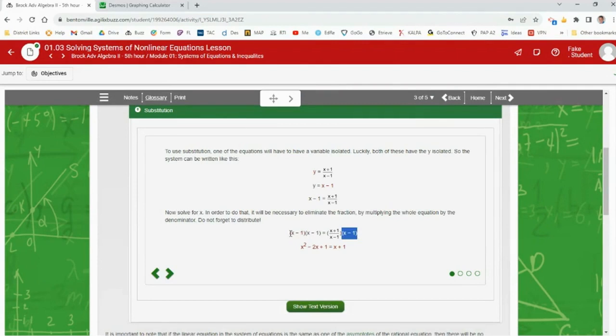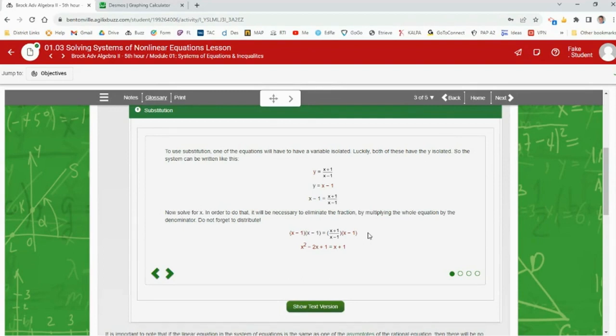So when you got x minus 1 times x minus 1, you end up with x squared minus 2x plus 1. Over here, when you multiply by x minus 1, it cancels out the denominator, so you end up with just what's on top, x plus 1. Here, let me write that one on paper just because some people may be a bit confused when you're dealing with that. y equals x plus 1 over x minus 1 and y equals x minus 1.